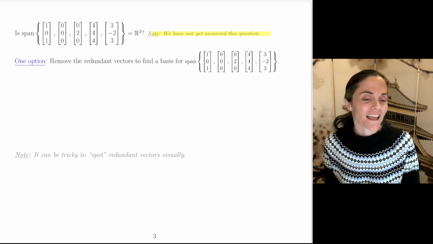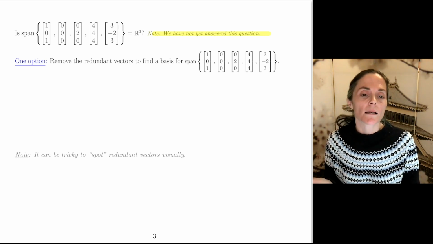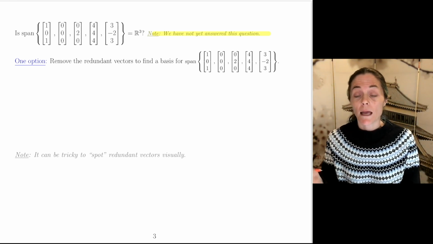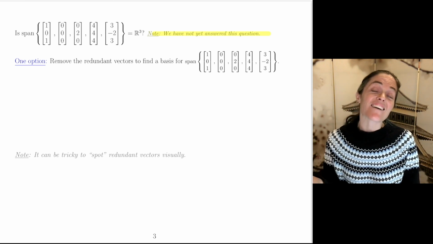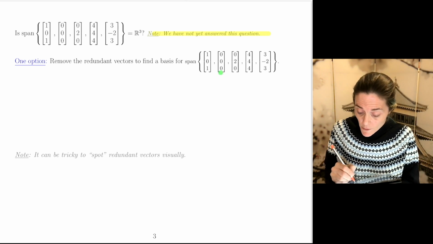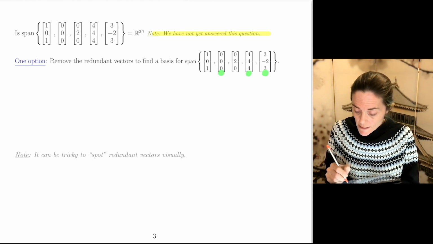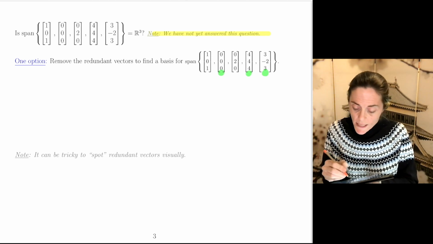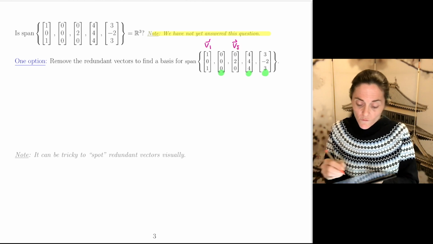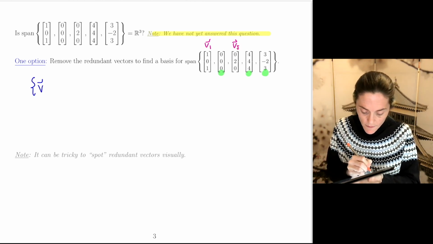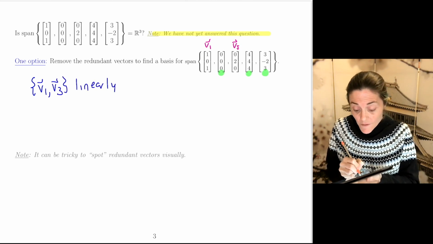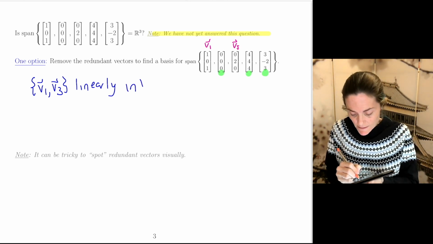Well, one option, and I'll mention more than one option, but the first one is just remove the redundant vectors. This is what we had on our worksheet, was to spot them and write them as the linear combination of the ones that came before. So which ones are redundant? Let's see, redundant, redundant, redundant. Once we do this, what's left, if I label this, say, V1 and V3, so V1 and V3 are linearly independent, and all I've done is remove the redundant vectors.